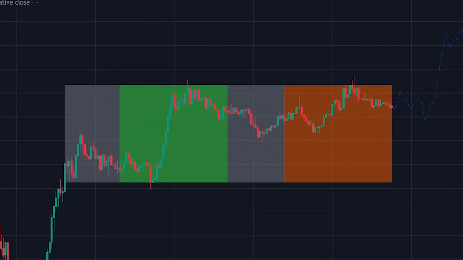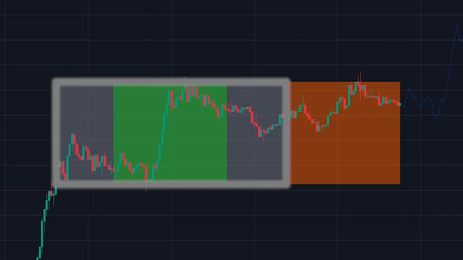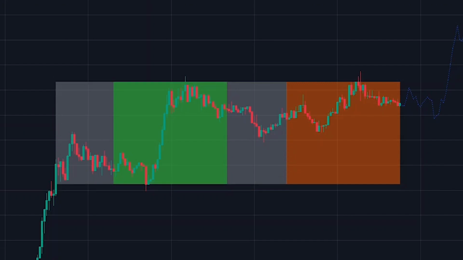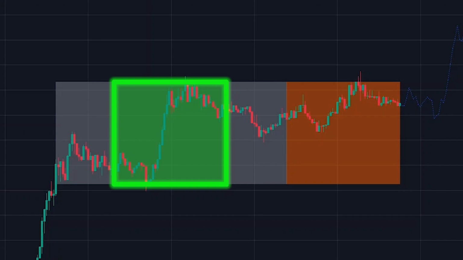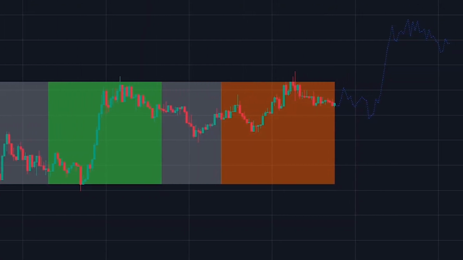This indicator consists of 4 parts. The first part is the total evaluation window, which consists of gray and green backgrounds. The second part is the most similar segment within total evaluation window, which is the green area by itself. The third part is the forecast window, which is this orange-colored area. And the fourth part is the forecast, or the prediction itself.